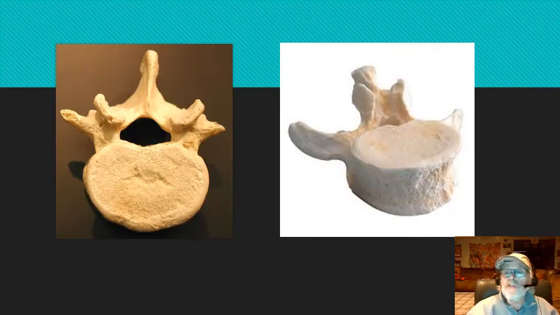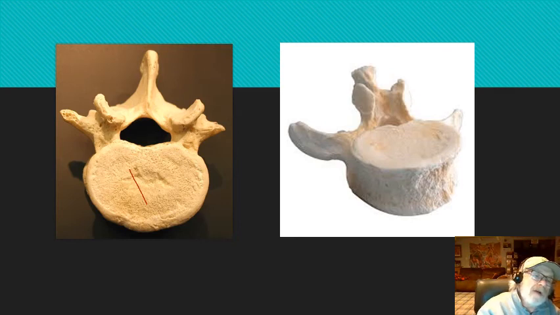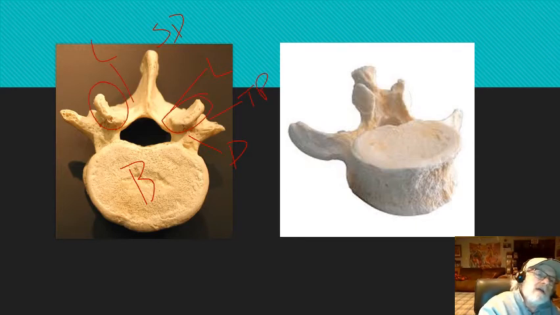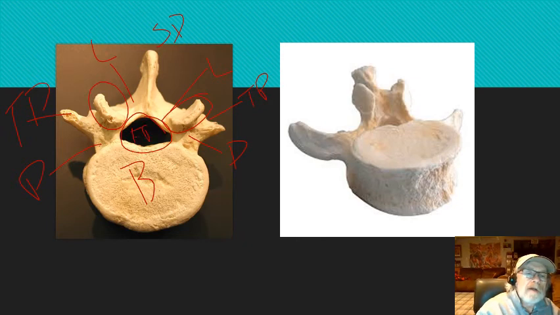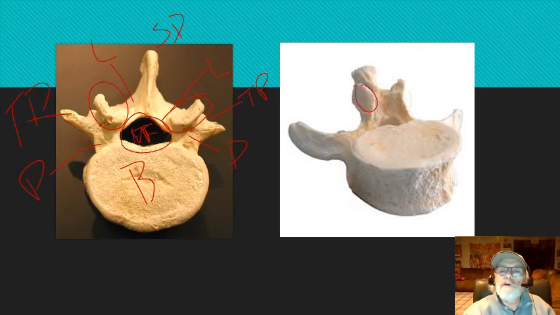This is just looking at a lumbar vertebra. Here's the body. Here's the pedicle. Here's the lamina. Here's the spinous process. Here's the transverse process. Here's the articular facet, lamina, pedicle, transverse process right there, and the vertebral foramen in here. You can see how vertical these articular processes become when I get down in the lumbar region.